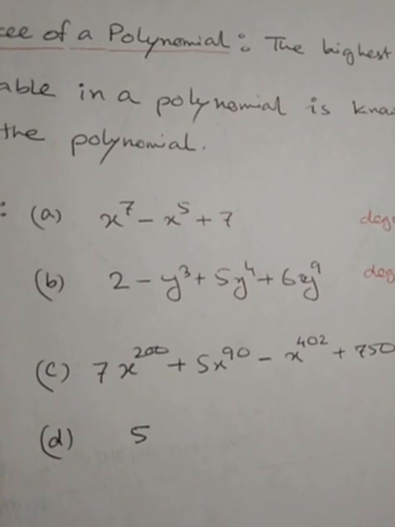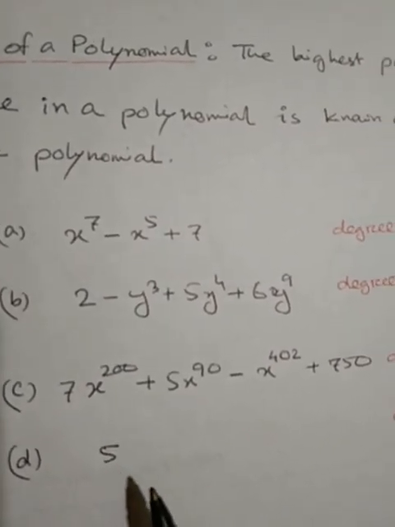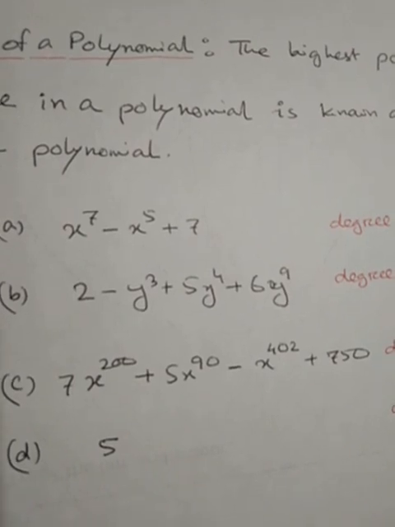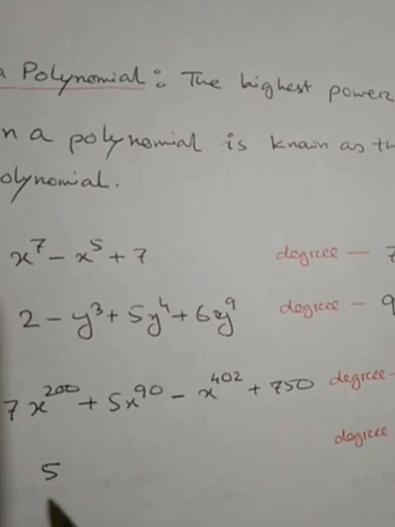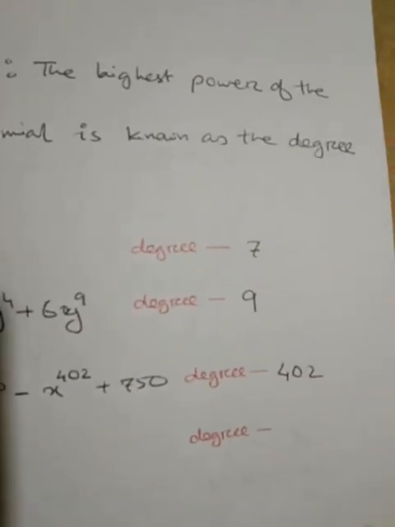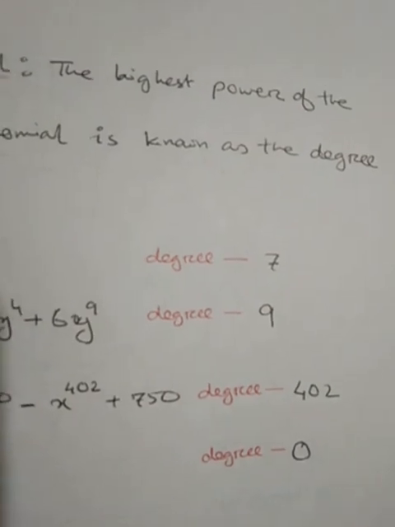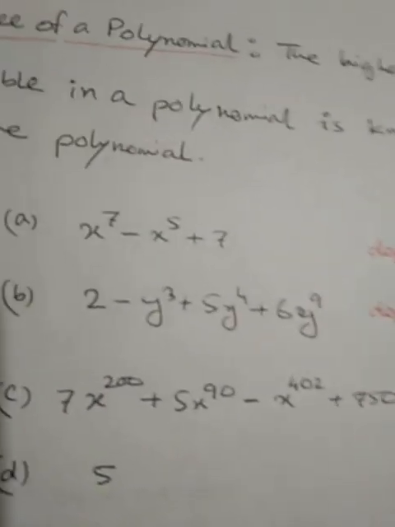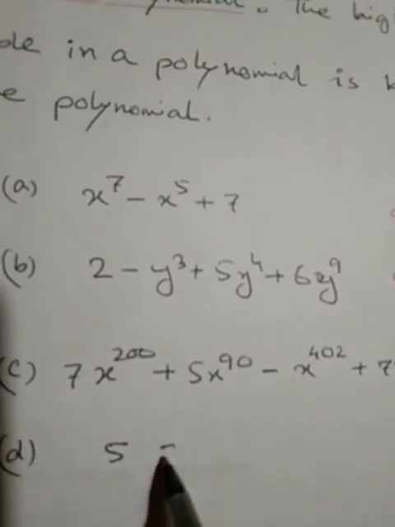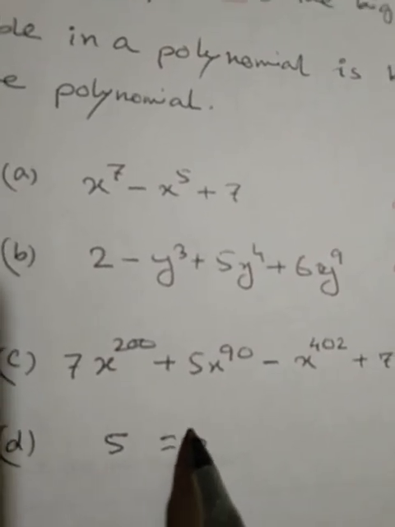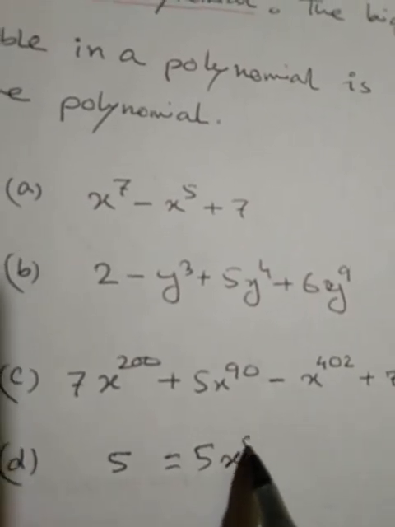Now come to the fourth example. Here it is only 5. So what about the degree? Actually, the degree of this constant polynomial is 0. Now we may ask why it is 0? Because 5 we can write as 5 into any variable, say x to the power 0.